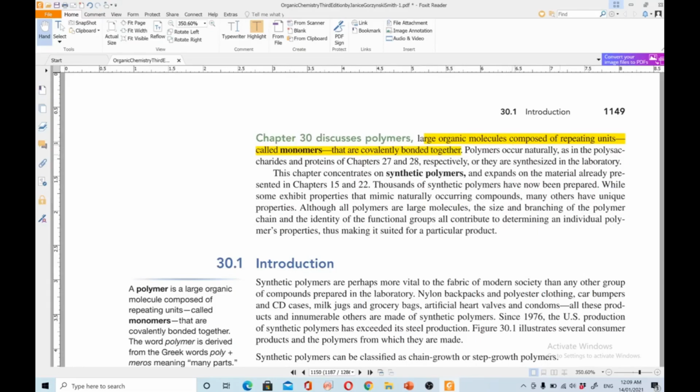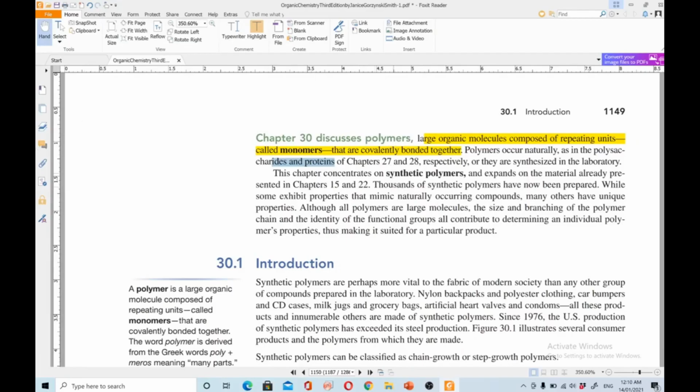Polymers occur naturally as in the polysaccharides and proteins. Proteins and polysaccharides are called biopolymers. Or they are synthesized in the laboratory. So polymers can be found naturally as well as synthesized in the laboratory. But this chapter concentrates on synthetic polymers and expands on the material already presented in chapters 15 and 22. And this book is Organic Chemistry, written by Janice Smith.